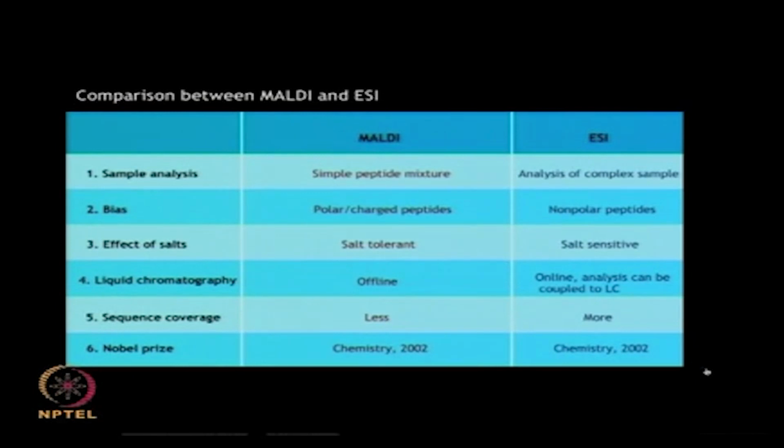MALDI is more salt tolerant, whereas ESI is more salt sensitive. Liquid chromatography can be performed offline in MALDI, whereas in ESI it is online and the analysis can be coupled to liquid chromatography. For proteomic applications, the sequence coverage is less in MALDI as compared to electrospray ionization. Both MALDI and ESI developments were awarded the Nobel Prize.